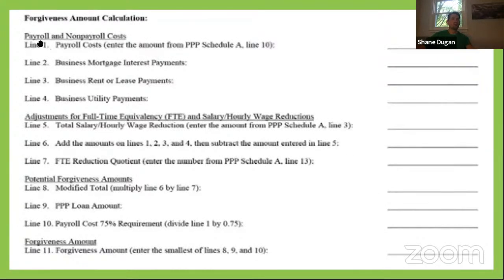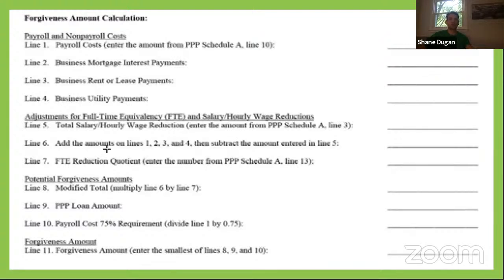Okay, so again, at this point we went through this section up here, the payroll and non-payroll costs. We went through how the full-time equivalent may reduce your information. So we filled out Schedule A, which came from the Schedule A worksheet, and the worksheet gave you what would go on line 3. You would take that line 3 of Schedule A and just bring it forward onto page 3 of the PPP application, okay? And same thing for the next couple of lines as well.